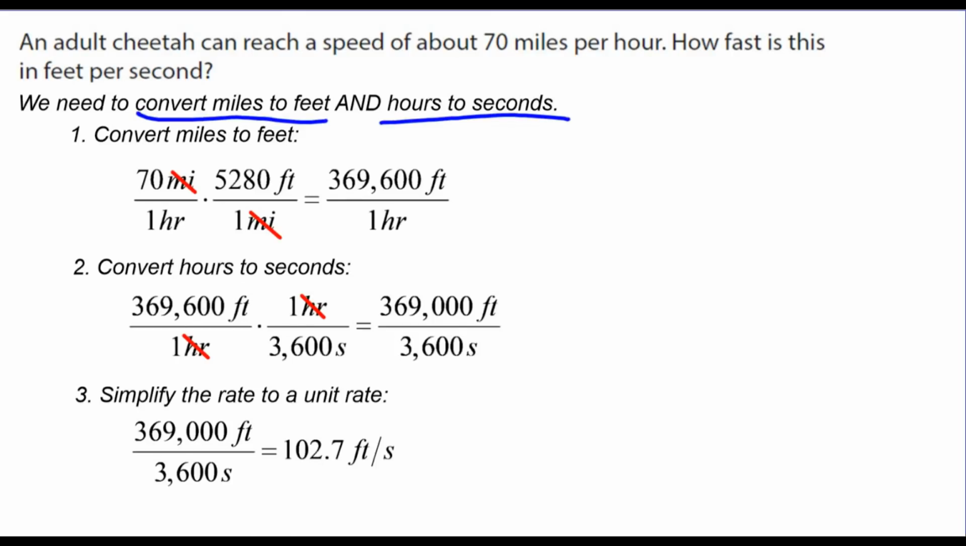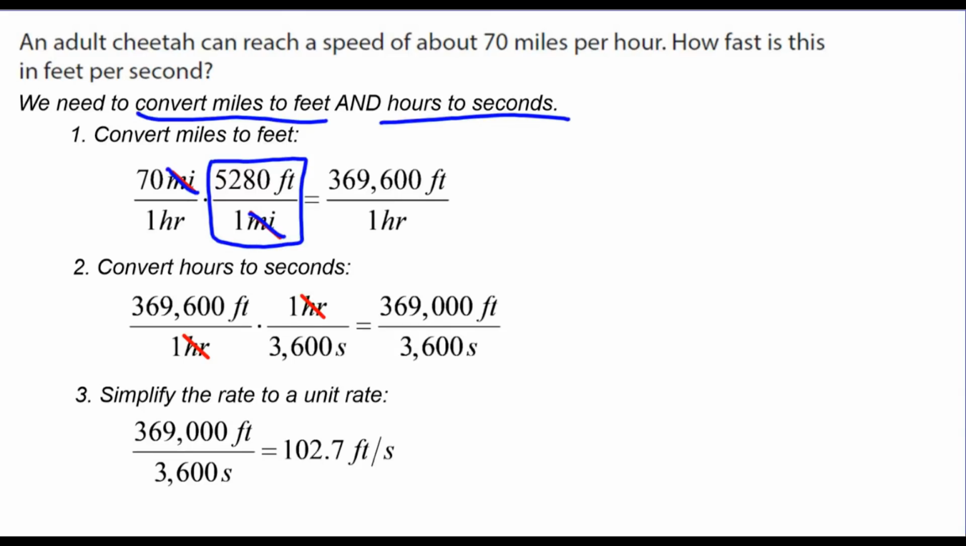So the first thing I'm going to do is convert the miles to feet. So I start with my 70 miles per hour rate that I was given. And I'm going to use a unit conversion factor. There are 5,280 feet in a mile because I'm converting miles and feet. And I put miles on the bottom so that it would cancel with the miles in the top of my rate. So now I just have feet in the numerator and hours in the denominator, and I multiply across. 70 times 5,280 is 369,600 feet every hour. So now I've converted to feet per hour.